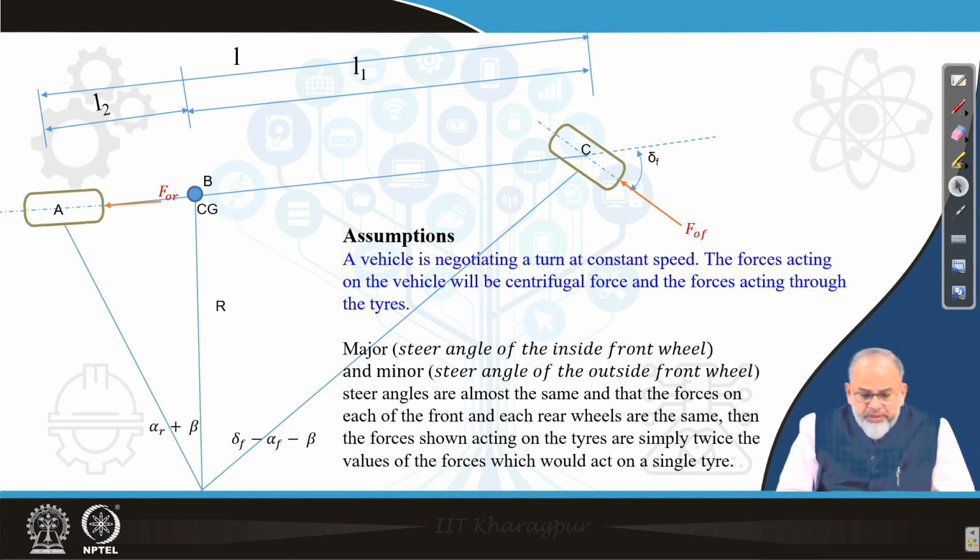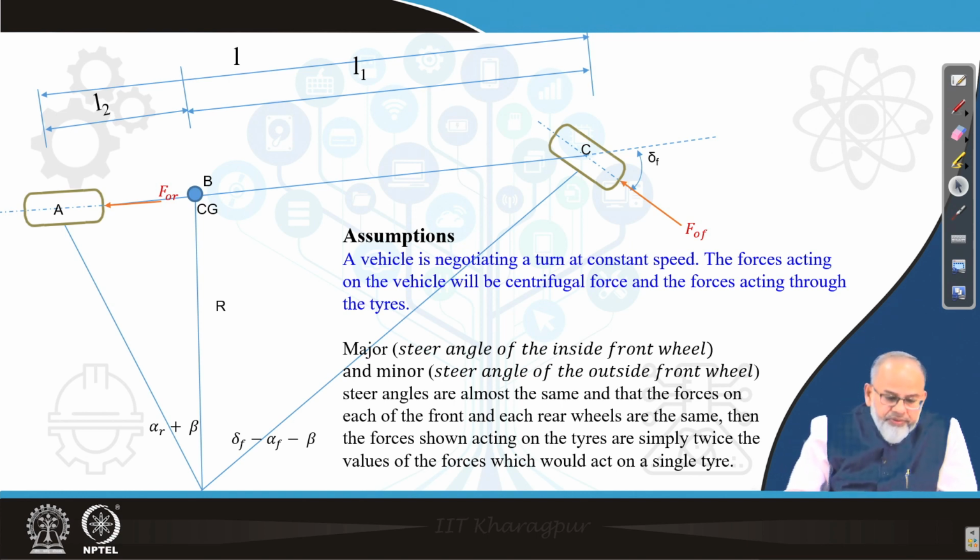The first assumption is that the vehicle is negotiating a turn at a constant speed, and the forces acting on the vehicle will obviously be the centrifugal force and the forces acting through the tires.